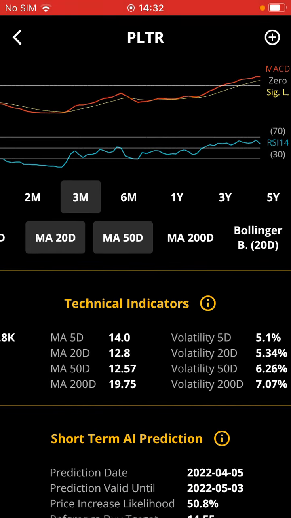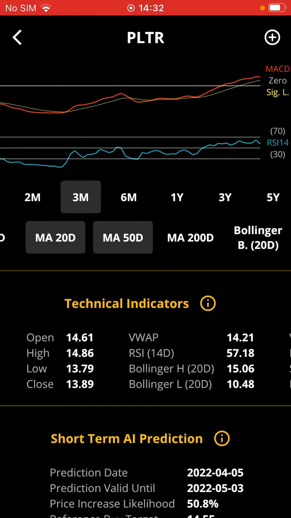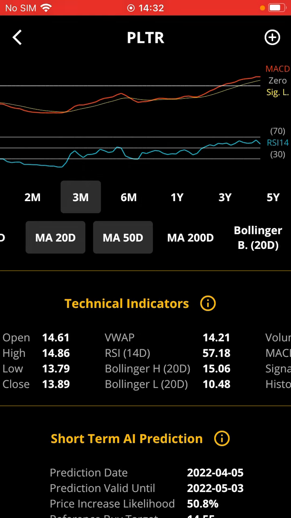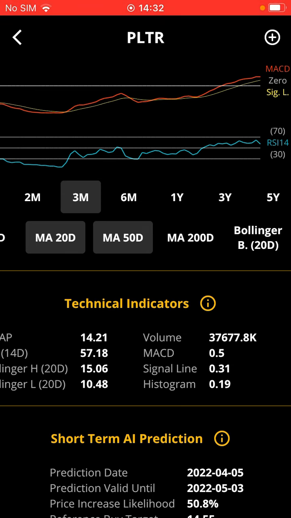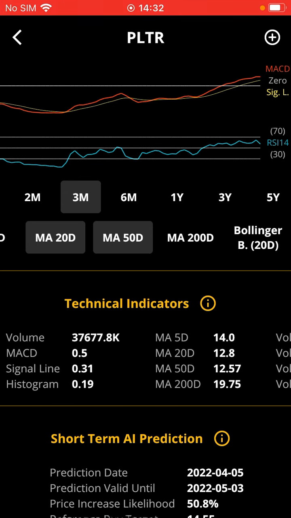Down below, you see the technical indicators. If you have a look at these very shortly, the RSI of the stock happens to be exactly 57.18 as of today. The MACD value happens to be 0.5, and the signal line happens to be 0.31, giving us a positive histogram value of 0.19.